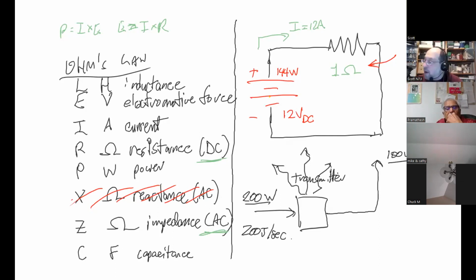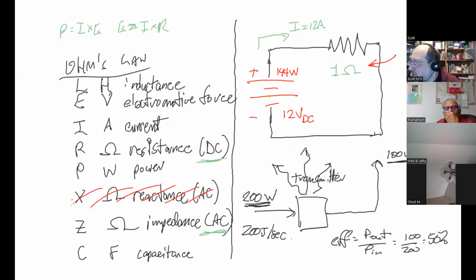So essentially now what you have is, if I have 100 watts out and 200 watts in, I could actually calculate an efficiency. Efficiency is power out divided by power in, which in this case is 100 divided by 200, which is 50%, or 0.5. So that would be a 50% efficient transmitter, which is actually pretty common. And that's also why your power supply is typically much bigger than you think it needs to be to run a particular piece of equipment, because nothing in the world is 100% efficient.